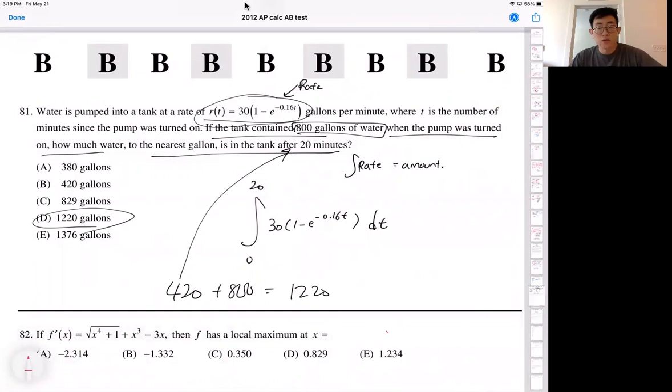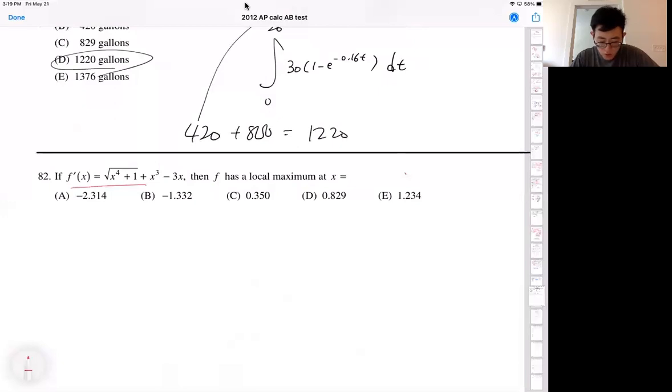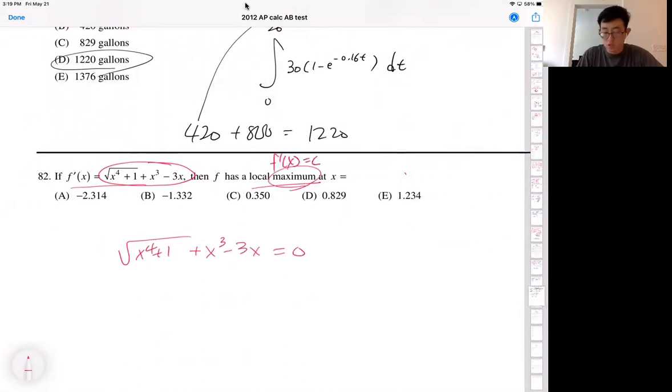Okay. All right, for 82, we have a derivative function f prime of x equal to the square root of x to the power 4 plus 1, plus x cubed minus 3x, and it has a local maximum at x equal to. So if they give you this, they're really asking you to solve for where this thing is equal to 0. Remember, whenever you see the word max or min, it means that the derivative is equal to 0, right? Okay, so then all we have to do is set these two things equal to each other and solve it. I think the easiest way to do it is, again, use our calculators here.